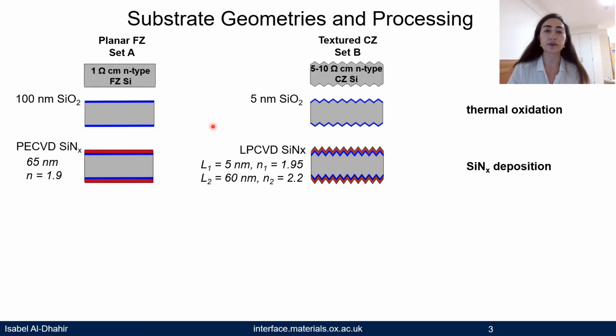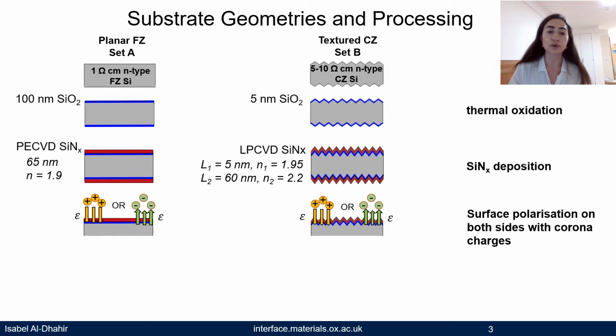Following this, silicon nitride was deposited upon both sets. Set A used an open-load PECVD to deposit a single layer of thickness 65 nanometers and a refractive index of 1.9, whereas set B used an LPCVD tube furnace to deposit a double-layer silicon nitride, where the first layer was of 5 nanometers and a refractive index of 1.95, and a second layer was 60 nanometers with a refractive index of 2.2.